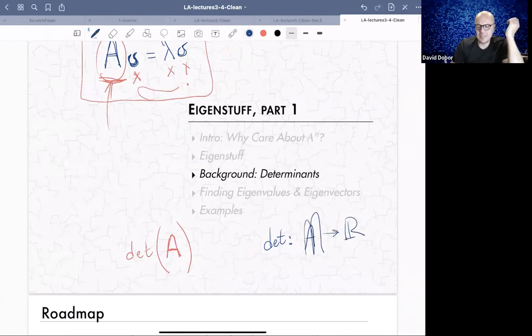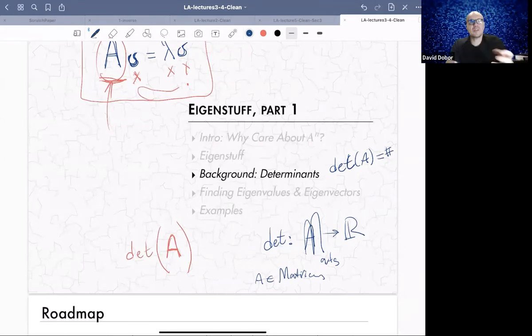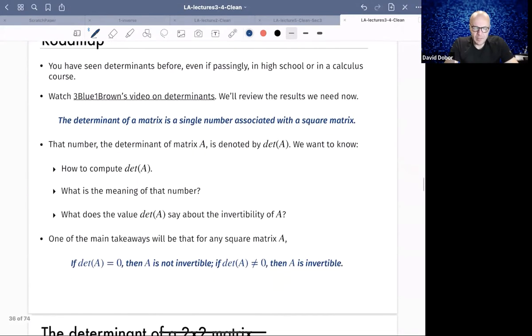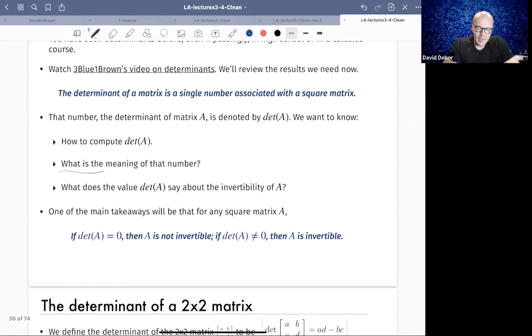So this is matrices. In particular, for A that belongs to the set of matrices, the determinant of A is some number. So that's the point. It associates a number with a matrix. But what does that number stand for? That's what I'm asking. What is the meaning of that number?